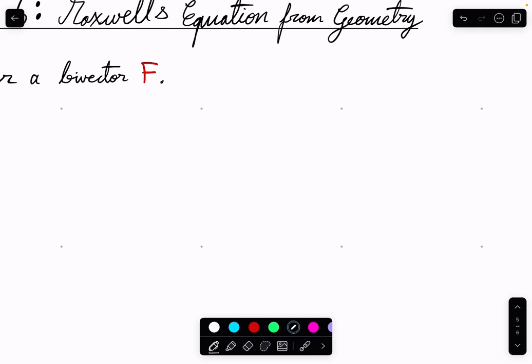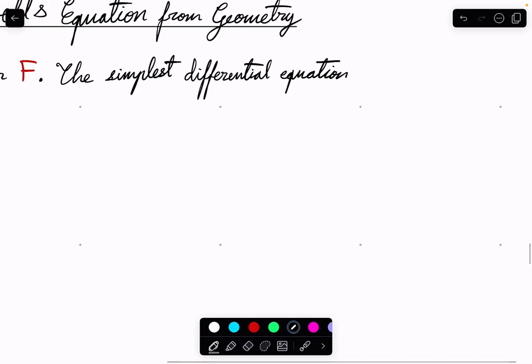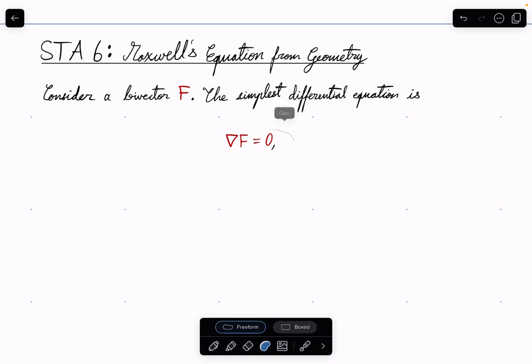The simplest differential equation constructed from this is this right here, just the spacetime gradient of this bivector being equal to 0. So that is the simplest differential equation you can construct from it.